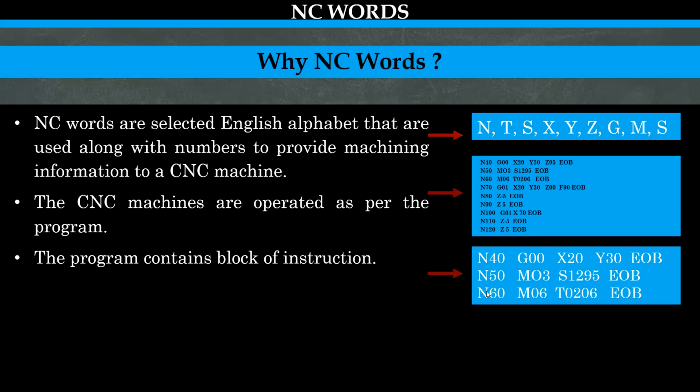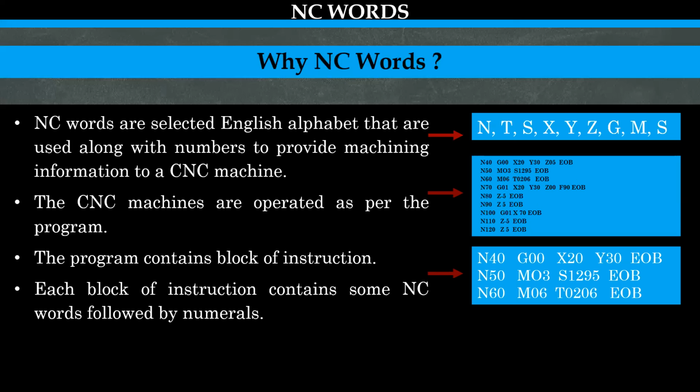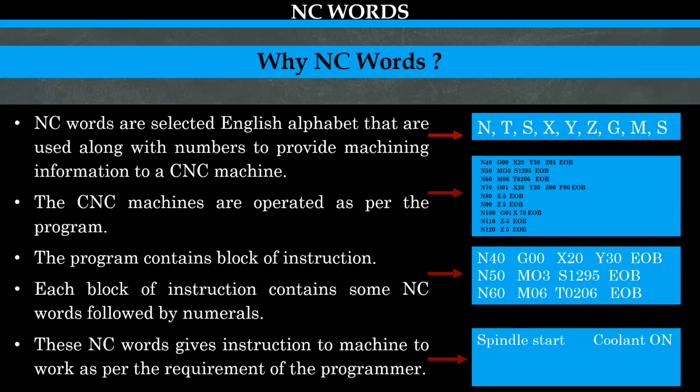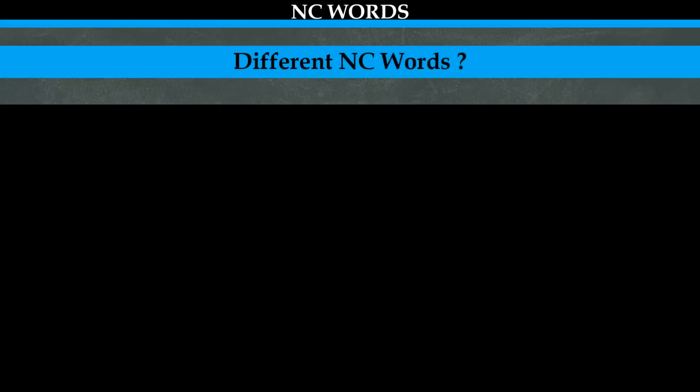Each block of instruction contains some NC words followed by numericals, as it is seen here. So these are NC words G, X, S, T, and they are followed by some numbers. These NC words give instruction to the machine to work as per the requirement of the programmer. As the machine doesn't understand the English language, the instructions like spindle start, coolant on, change the tool, feed rate is this much, or call the subroutine are given to the NC machine, or now the CNC machine, by using these NC words.